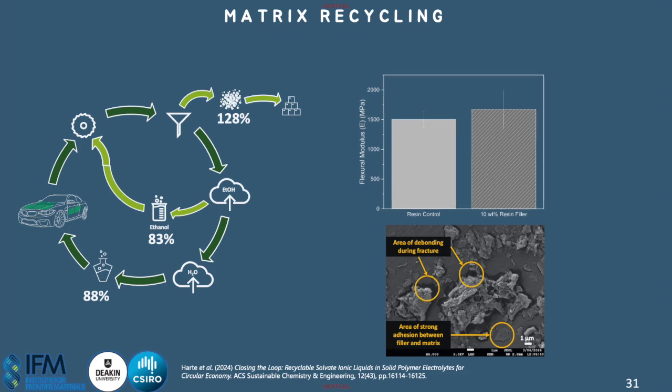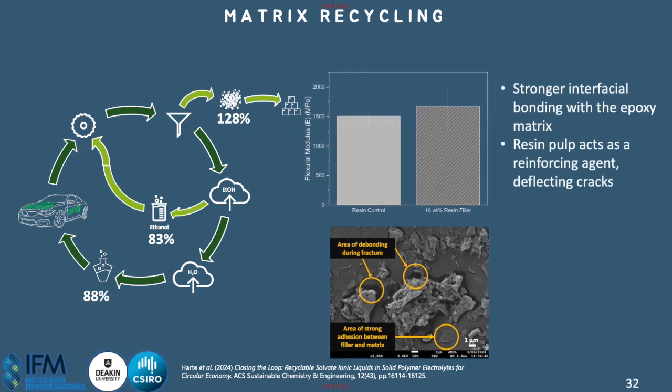So why was this? I did SEM of the fracture surfaces to try and understand the debonding and the processes that were occurring, and it was hypothesized that there was a stronger interfacial bonding between the epoxy matrix and the blended resin pulp particles, and the resin pulp was acting as a reinforcing agent, deflecting cracks in the break areas.